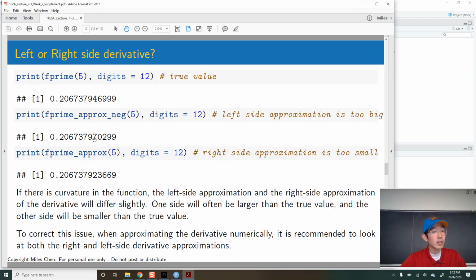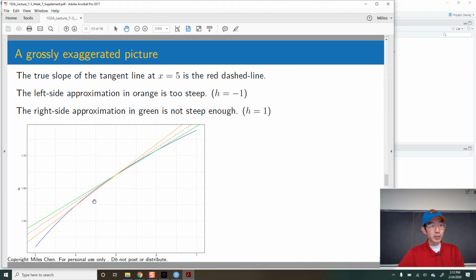And then if I take the negative side and the positive side, generally, if there's any curvature, one will be a little too steep and one will be a little too shallow. Because you come in from the left and it's coming like this, and then you come in from the right, it's going the other way. This is grossly exaggerated, but the true value is the dotted line. Coming in from the right, it's a little too shallow. Coming in from the left, it's a little too steep.